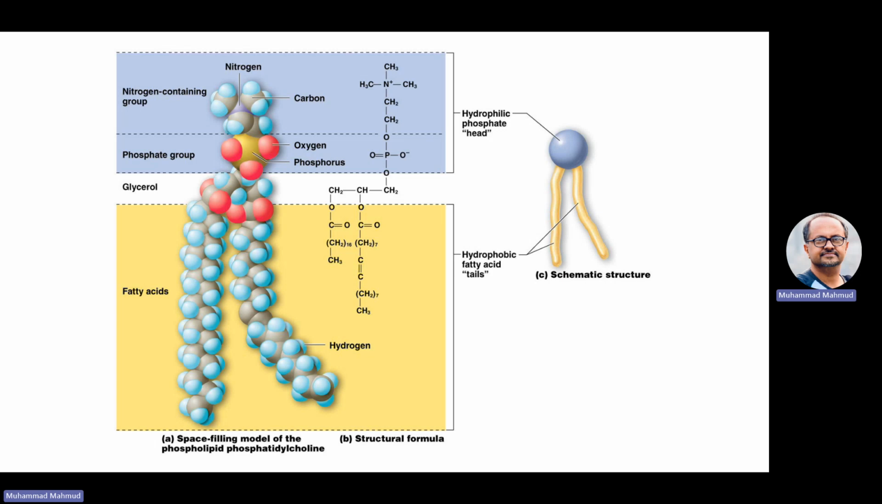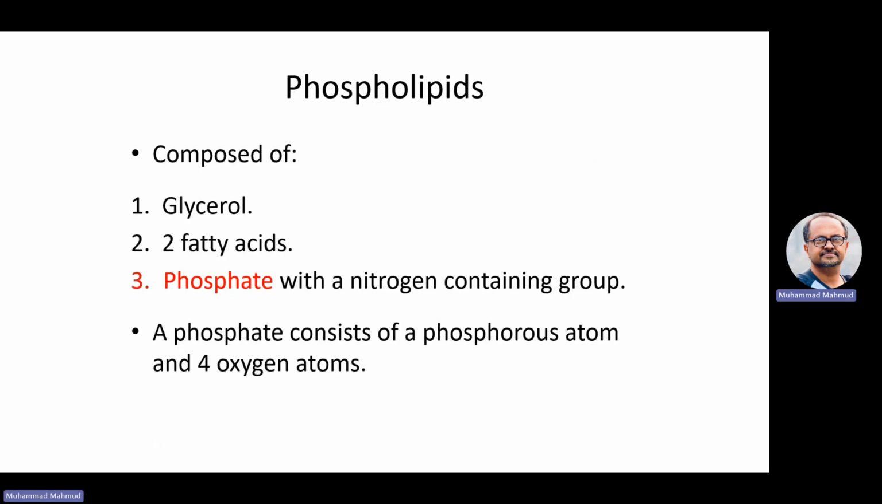Phosphate, PO4, phosphorus and oxygen, that's the phosphate. And these are hydrophilic, that means they are water loving. And those two tails you see there, these are hydrophobic fatty acid tails. So the head, phosphate, is hydrophilic; the tails, fatty acid, are hydrophobic. So why is that significant? These phospholipids are composed of glycerol, fatty acid, and phosphate with a nitrogen containing group.